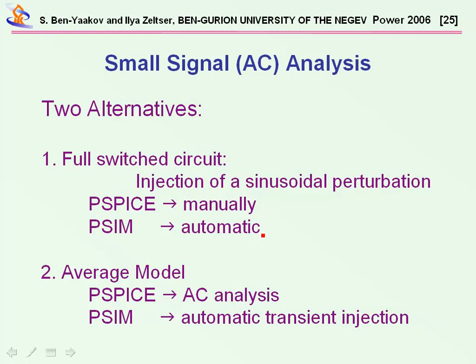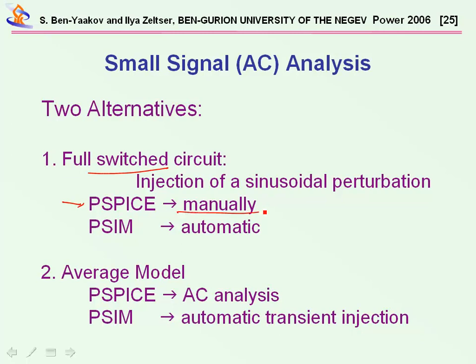Now, when it comes to small signal analysis, actually there are two ways to approach it. One is working with the full circuit, meaning that we run it in the time domain and inject sinusoidal perturbation, and then look at the output and take the ratio between the output and the input in terms of amplitude and phase. And when you do it in PSPICE, then you have to do it manually. There's no routine to do it.